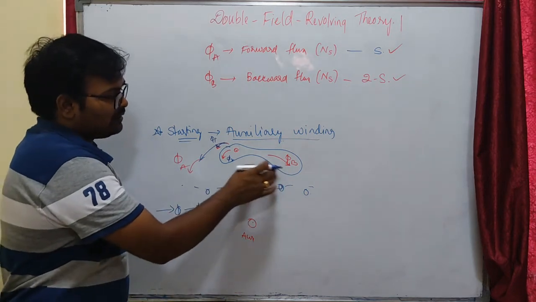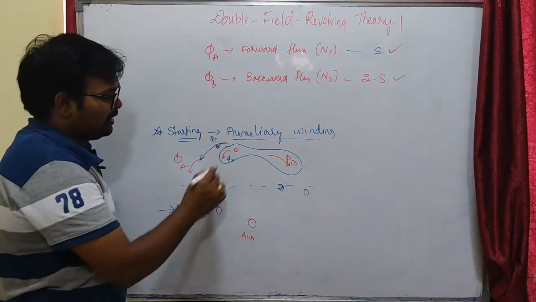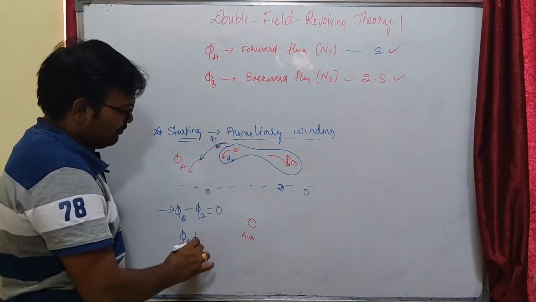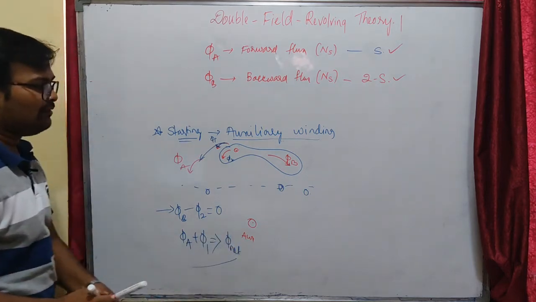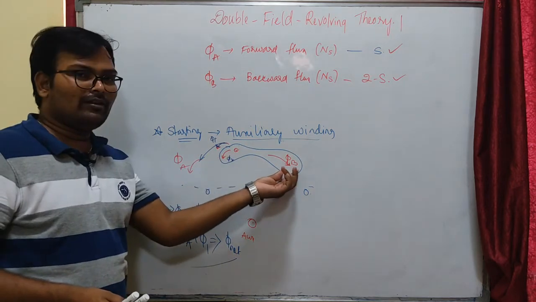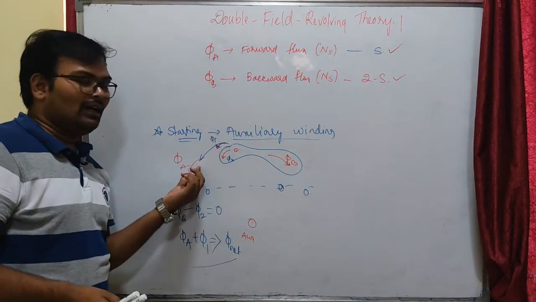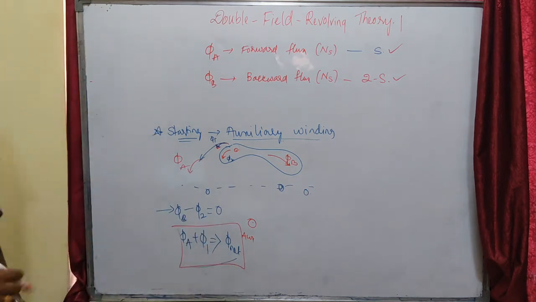That means the flux due to backward rotation is nullified by the auxiliary winding flux phi 2, and here phi A and phi 1 will add up. Okay, this will give some net flux. I hope you understand. Our auxiliary winding will induce two fluxes here. One flux will cancel out the backwardly rotating flux, and another flux will be added to our forwardly rotating flux, causing some net flux in the machine. Okay, this is the idea here. I hope you understand, right?